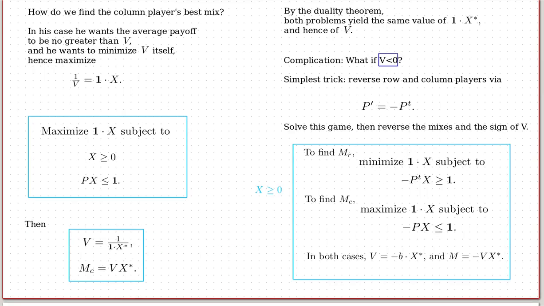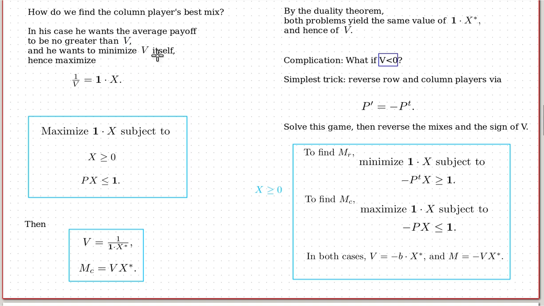So how do we get the column player's best mix? Well, we will use the same approach. We'll define our unknown vector x, right, that we're going to solve for in a linear programming problem. We'll define that to be the mix, the vector of probabilities divided by v. One important difference, though, is that because v is the average payoff for the row player, the column player would like to minimize v, right?